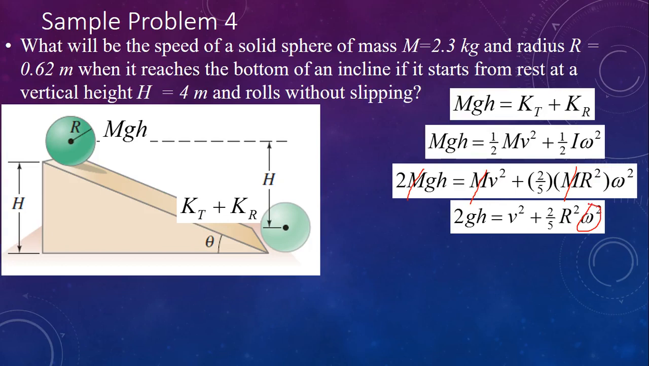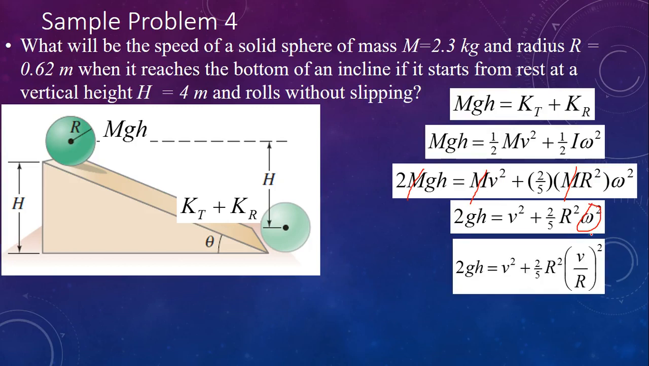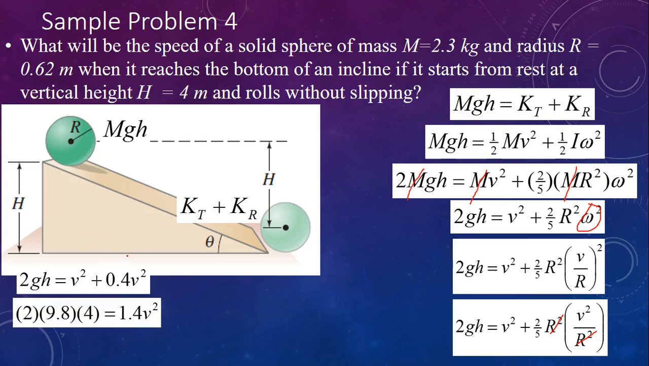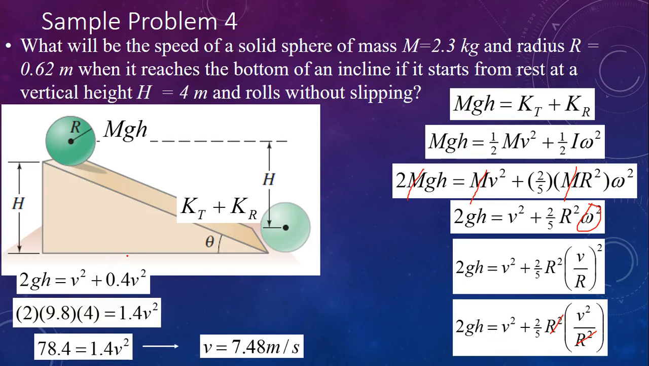So what are we going to do about this omega squared? Well, we want this to be v over r. Similar to what happened in the previous problem, these r squareds will cancel. And I'm going to continue the problem over here. We'll have 2gh equals v squared plus 0.4 v squared. The 0.4 just comes from the 2/5. Keep solving for v, and we get that v is equal to 7.48 meters per second.